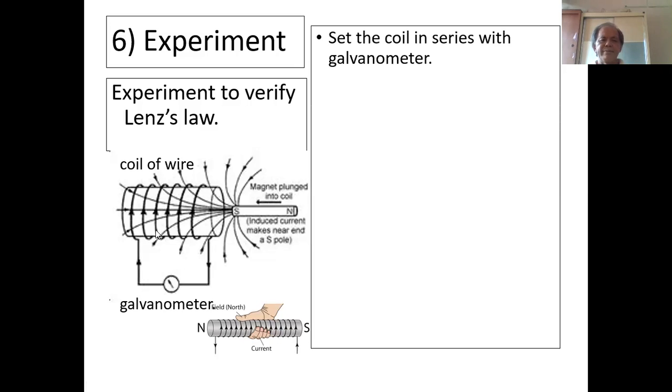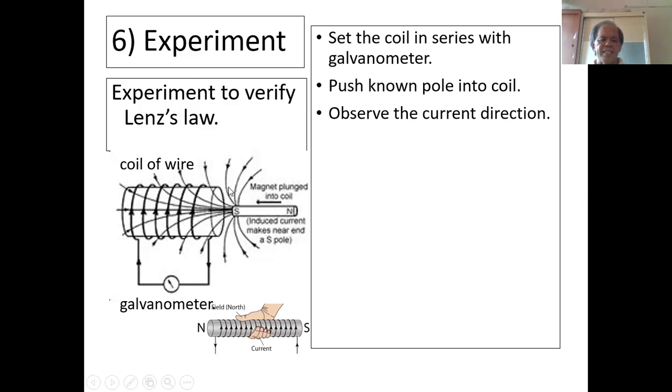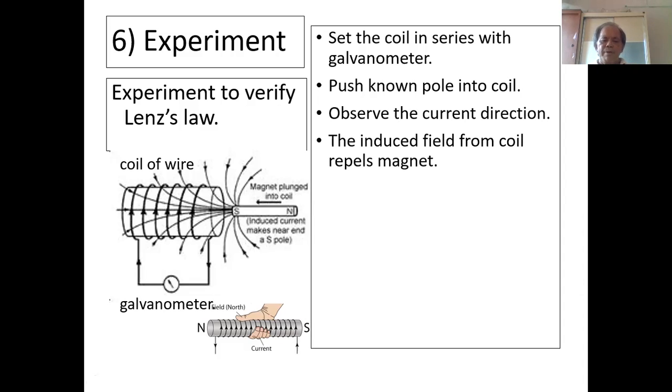Set the coil in series with the galvanometer. There's your coil, and there's the galvanometer, all in series. Push the pole of the magnet in. A south pole you push in, or it can be a north pole. Do you observe the current in the circuit? The induced field of the coil repels the magnet.